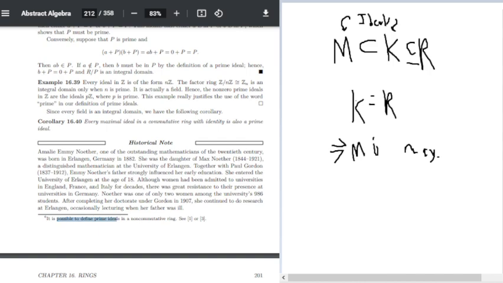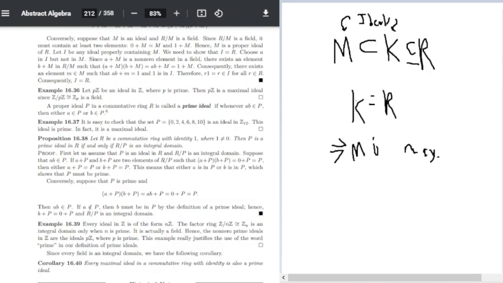Let's check this. Is it possible? Yeah, you can define them non-commutatively, but they're a pain. So we're just going to worry about the commutative case. So ab is in P implies a is in P or b is in P.